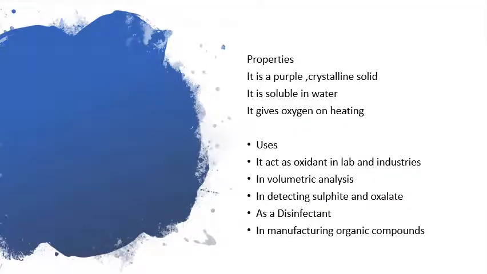The properties of potassium permanganate: it is a purple crystalline solid, soluble in water. It gives out oxygen on heating. That's why it is a strong oxidizing agent. It acts as an oxidant in the laboratory and the industries. It is frequently used in volumetric analysis to find the concentration of a reducing agent, and in detecting sulfite and oxalate radicals.